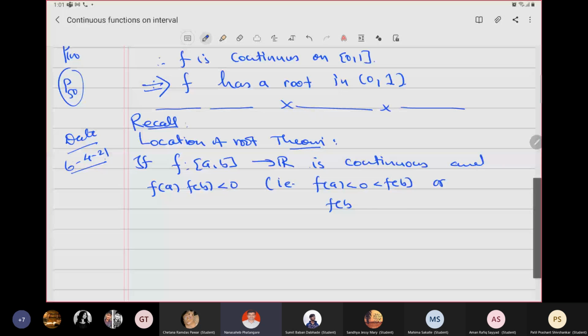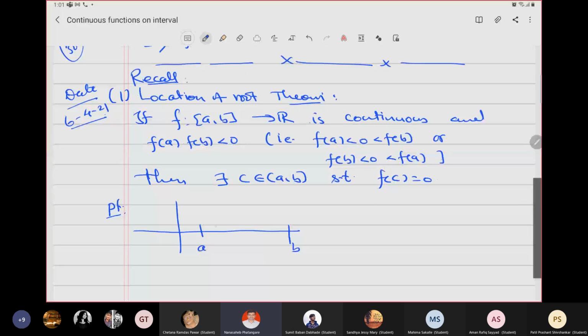Right, this is what we saw. We also discussed the proof. Geometrically, the theorem says if at a the function is positive, then at b it is negative, or vice versa. If the function is negative at a, then it is positive at b. Then the graph of this function intersects the x-axis somewhere. That point is c, and at that point the y coordinate is 0, so f of c is 0.